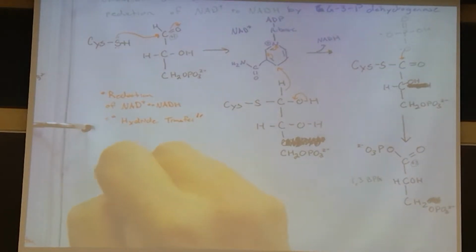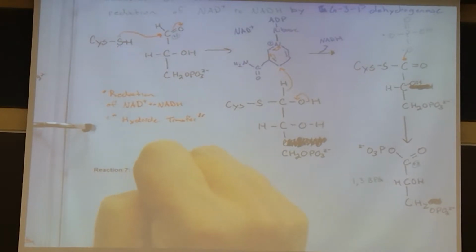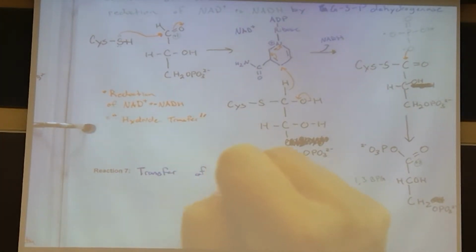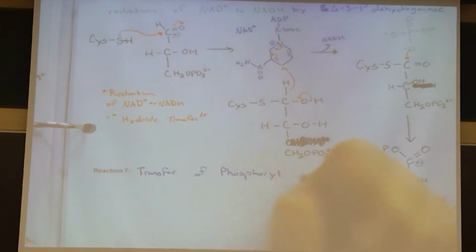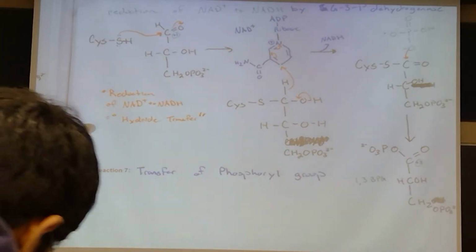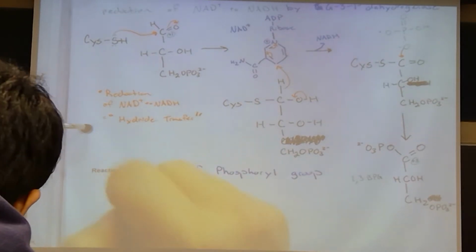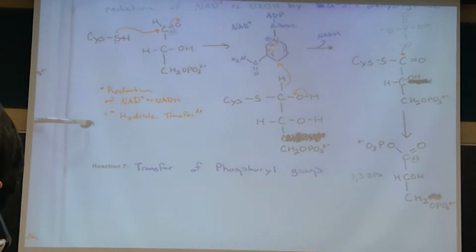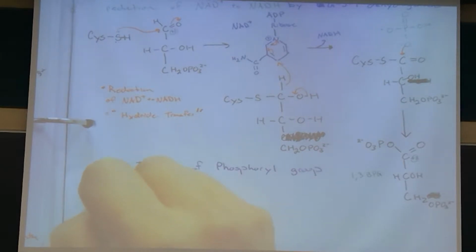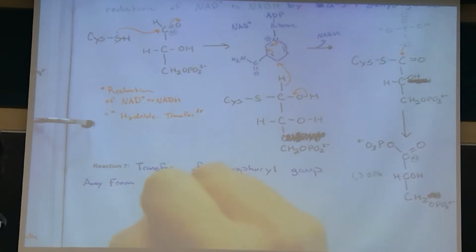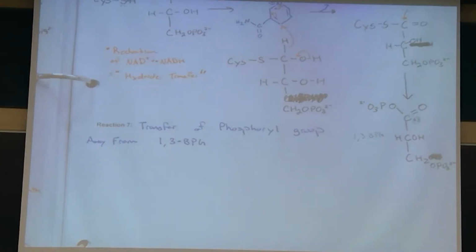Next step is transfer of a phosphoryl group. Transfer of phosphoryl group away from, so that's kind of important. All of the transfers we've been doing are towards our substrate, right? This is a transfer away from our substrate. Phosphoryl transfer away from our substrate. Away from 1,3 BPG. What kind of enzyme?